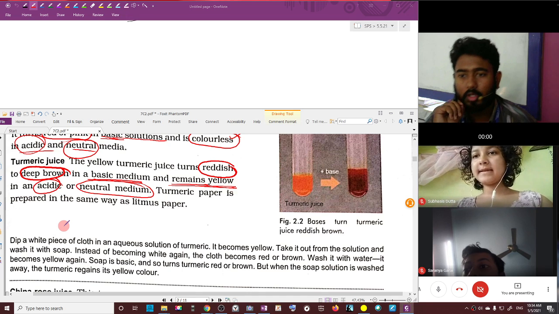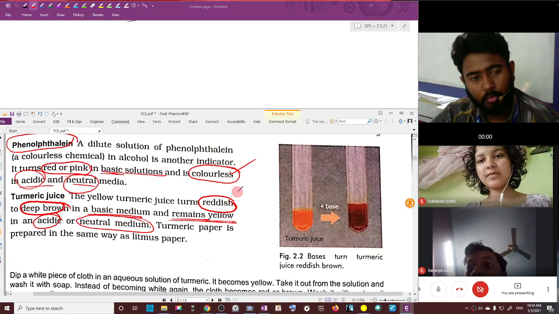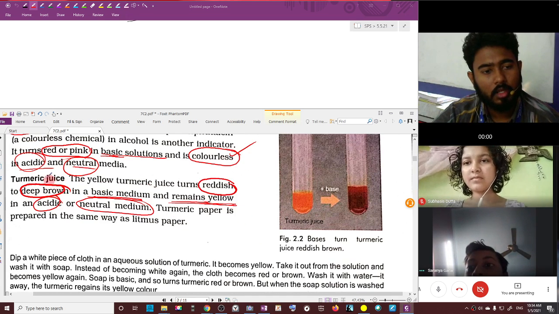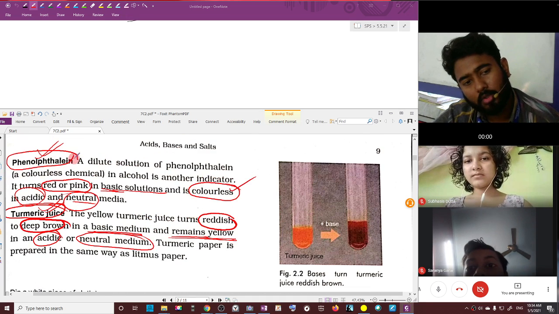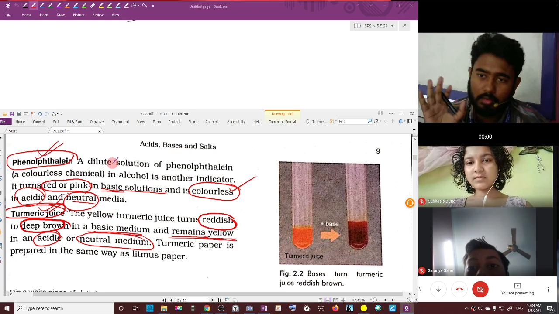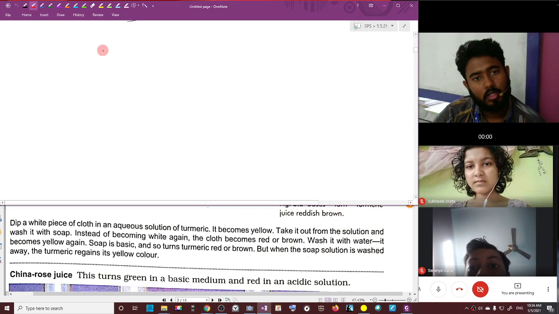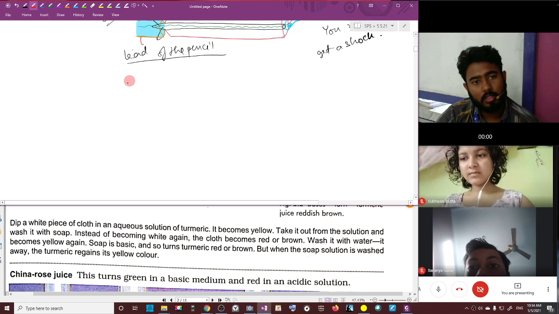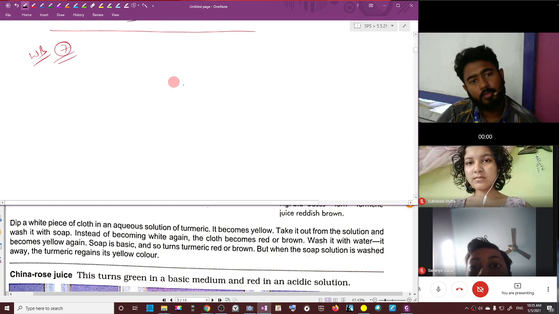Now see, both phenolphthalein and turmeric juice are not good indicators, because both of them only detect bases. They cannot detect acidic or neutral media. So if you are asked which detect bases, see for litmus, you are in class 7, WB class 7. See for litmus, what happens for litmus?